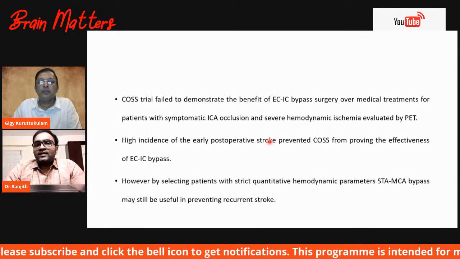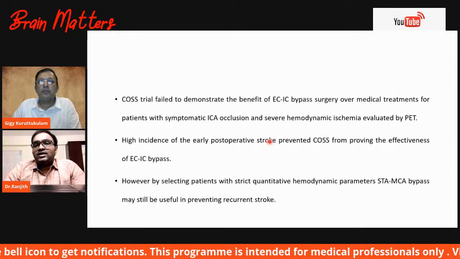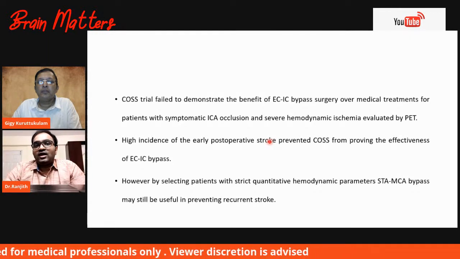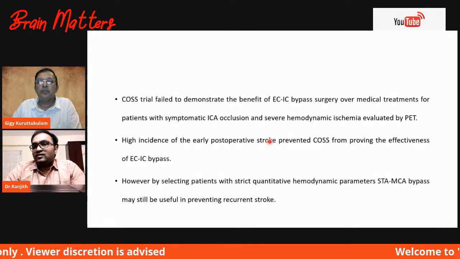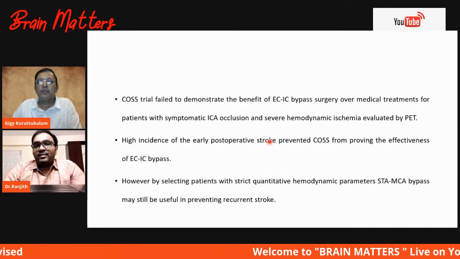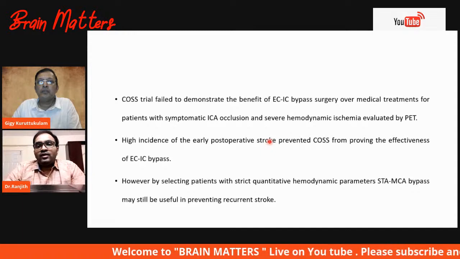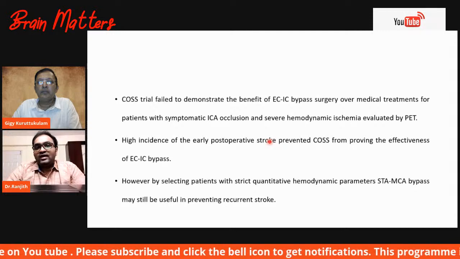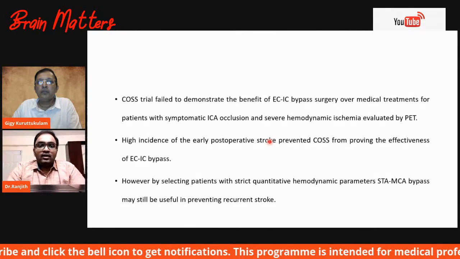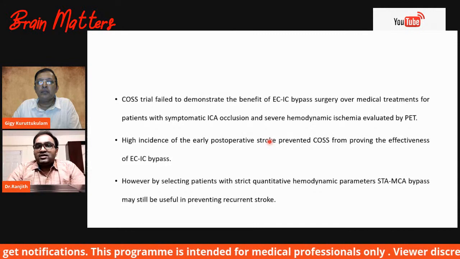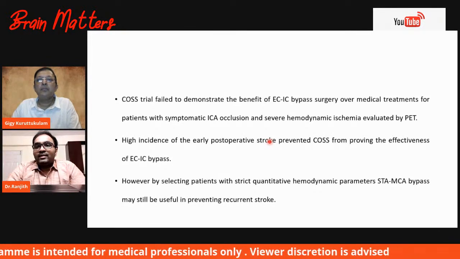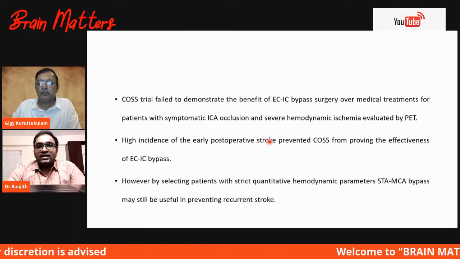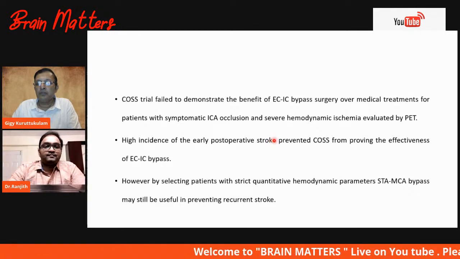But coming to the COSS trial, it failed to demonstrate benefit of ECIC bypass surgery over medical treatment for patients with symptomatic ICA occlusion and severe hemodynamic ischemia, which was evaluated by PET scan. The high incidence of early postoperative stroke prevented the trial from proving effectiveness of ECIC bypass. But however, by selecting patients with strict quantitative hemodynamic parameters, STA-MCA bypass may still be useful in preventing recurrent ischemic stroke in these patients.